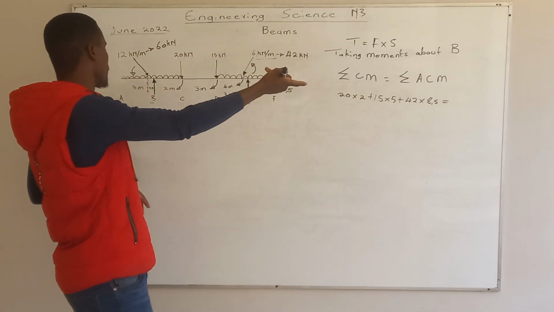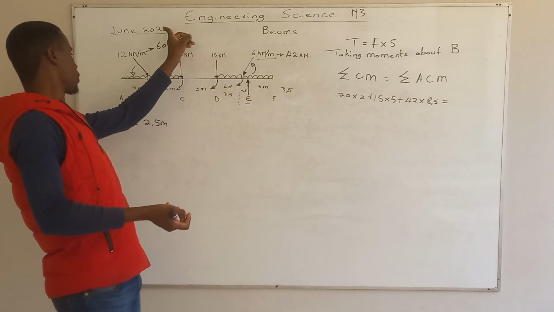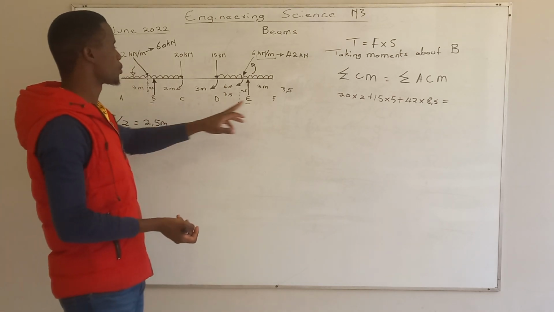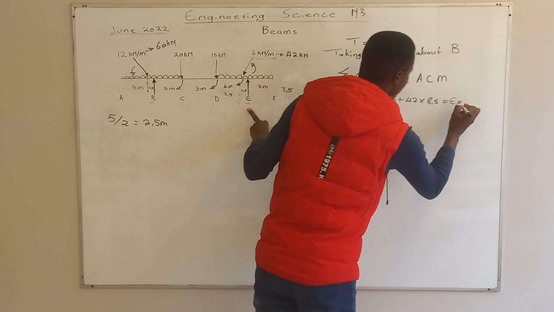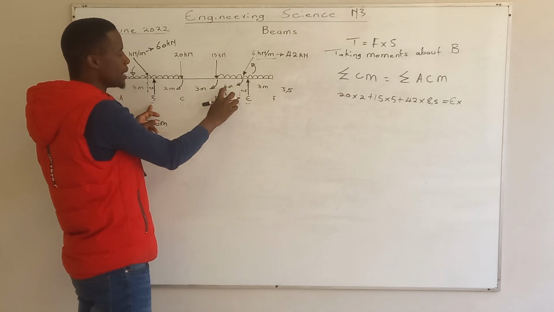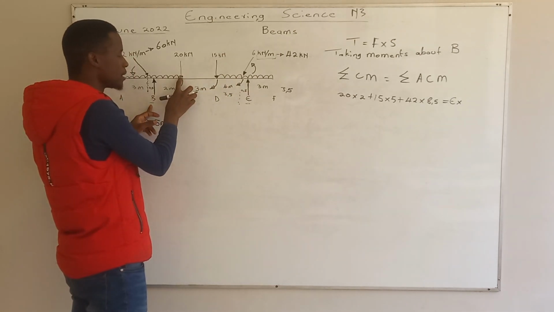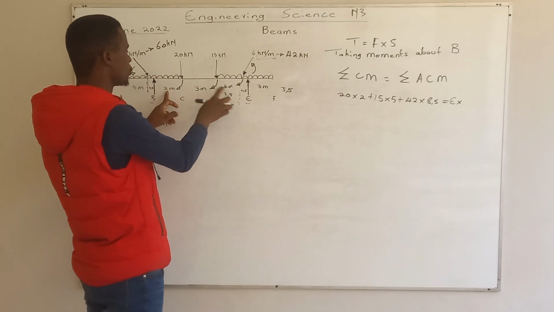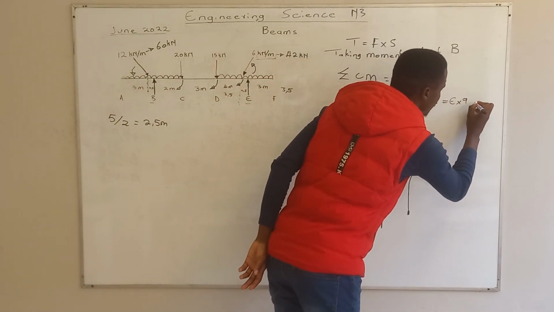Now, there are no more forces that are going in the clockwise direction. So we move to anti-clockwise. Anti-clockwise, we have E, which is going this way, and then we have 60, which is going also in the same direction. So you're going to say E, which is unknown now, multiplied by the distance from E to B. The distance from E to B, from here to here is 4. From here to here is 3. And then from here to here it's 2. So you're going to say 4 plus 2 plus 3, which is equal to 9.